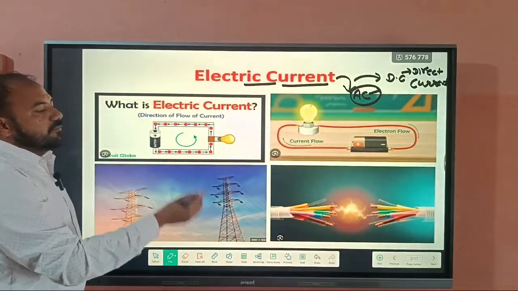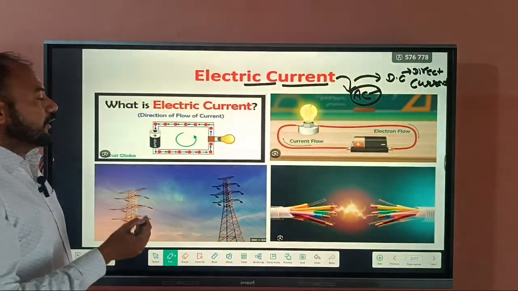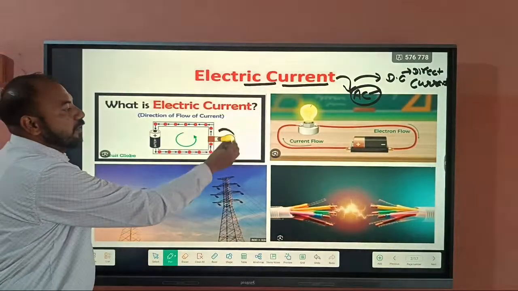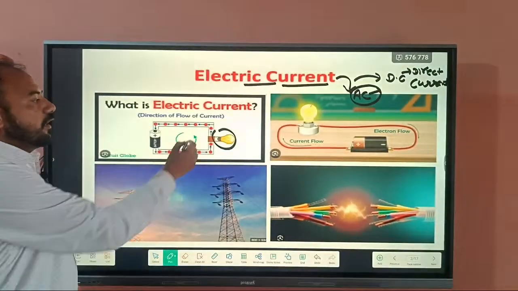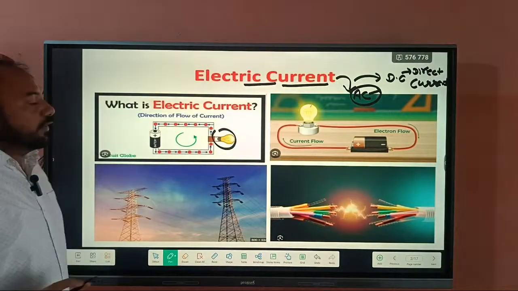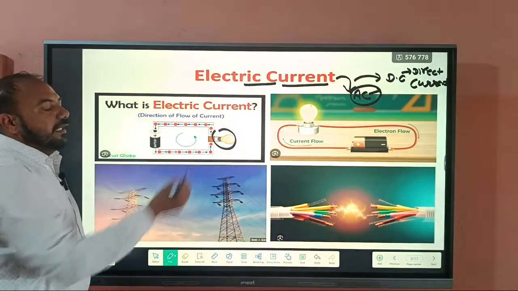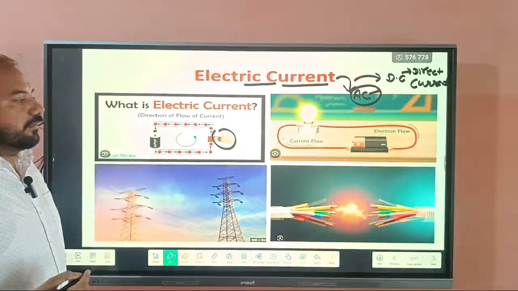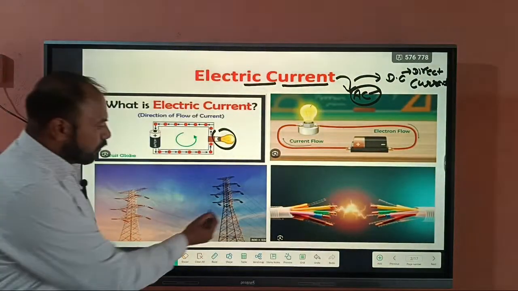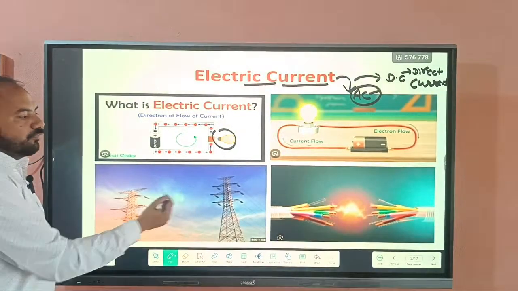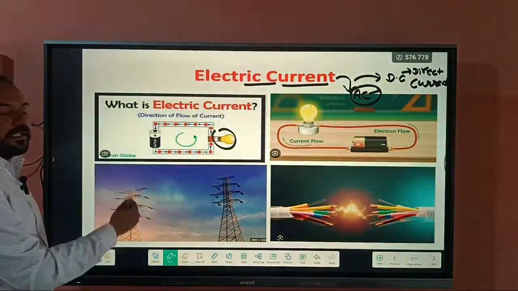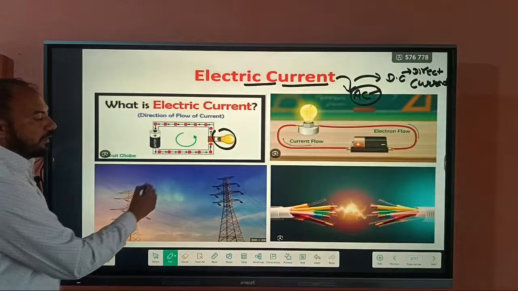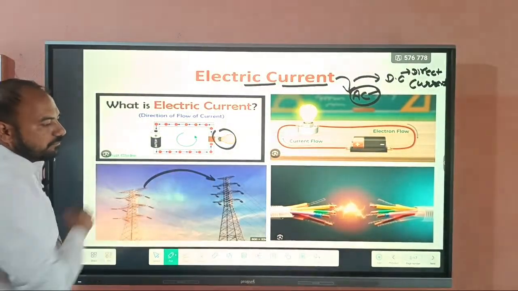These are some applications where we use electric current. This is an electric bulb, which glows under the effect of electrons. When electrons flow, electric current starts and the bulb starts glowing and radiates energy. These are transmission lines, which are used to carry electric current from one place to another.